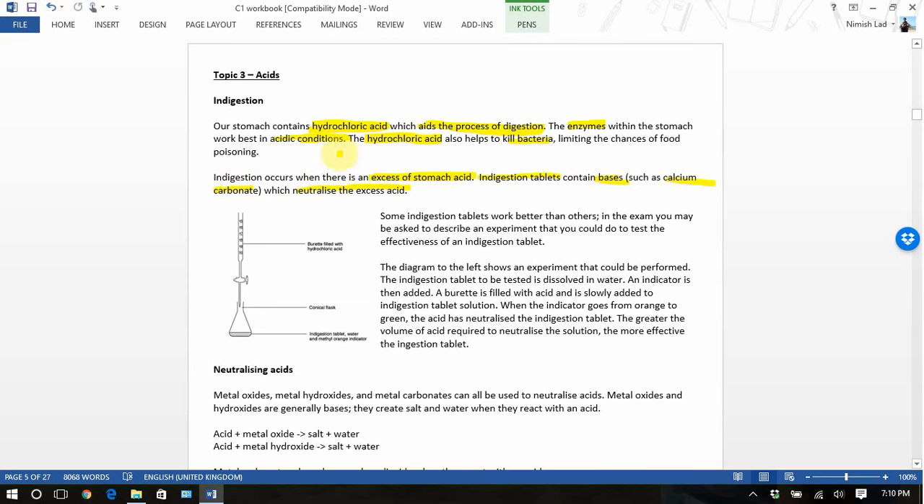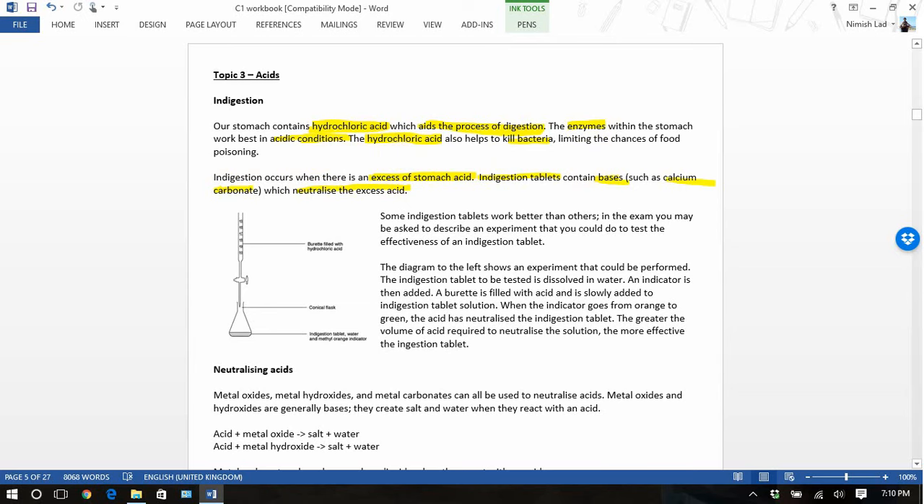So we've got a few questions that exam papers like to ask us. The first thing is, what is the role of hydrochloric acid in the stomach? So you could say, aids the process of digestion, providing the optimum conditions for enzymes. Or you could say, hydrochloric acid helps to kill bacteria in the stomach, limiting the chances of food poisoning.